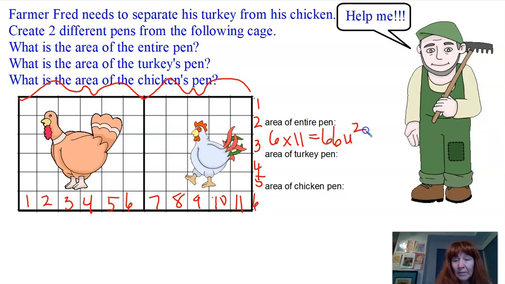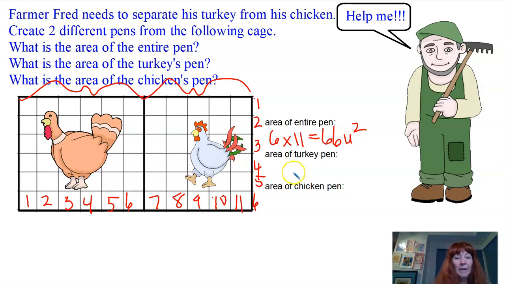And I'm going to call it units squared because we're literally counting the squares inside. That's what we do when we count area. And I don't know if it's feet or meters. We could probably picture feet. We could probably picture meters. Probably not miles. That doesn't really make sense for a chicken and a turkey.